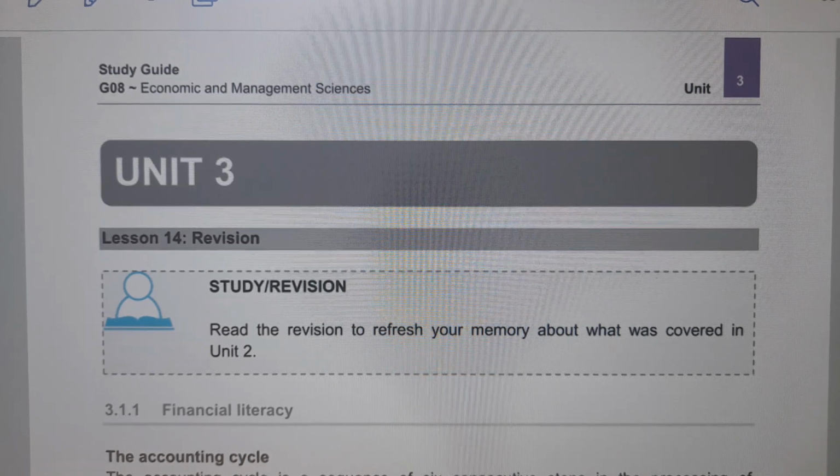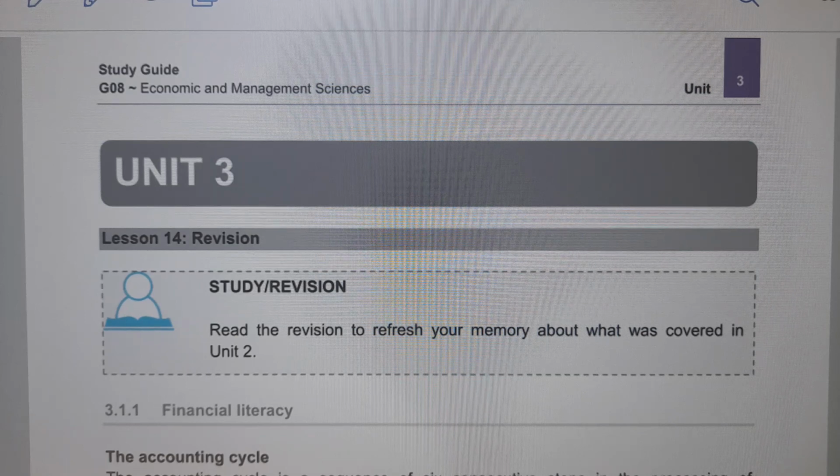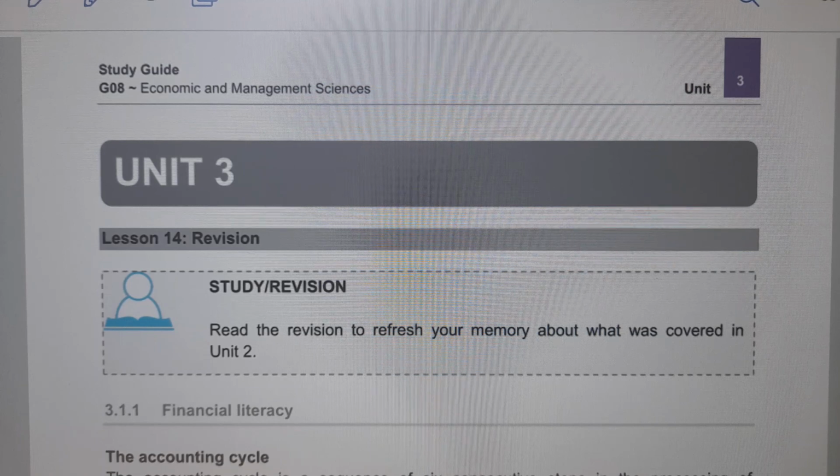Good day. We are starting with Term 3's work, Economic Management Sciences, and we will start with lesson number 14, which is the revision.